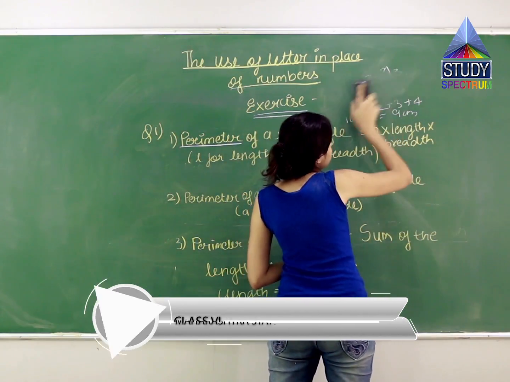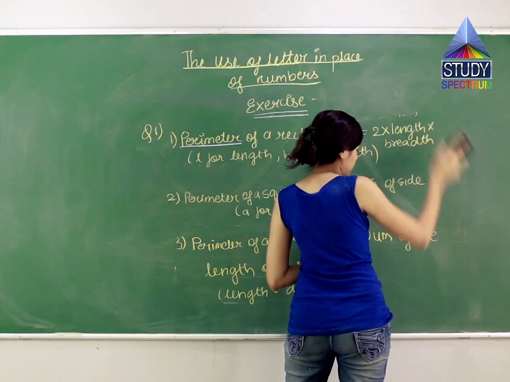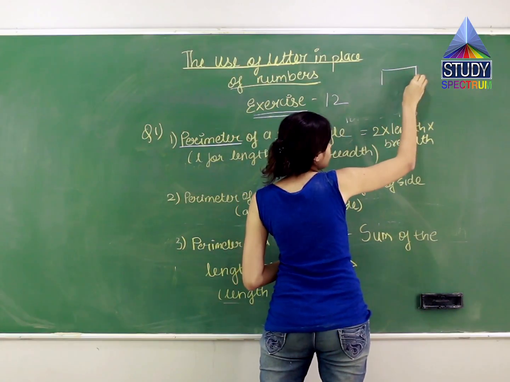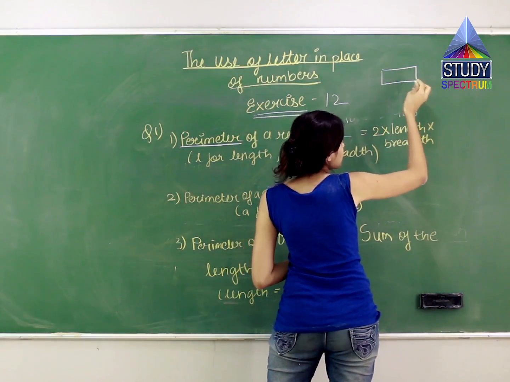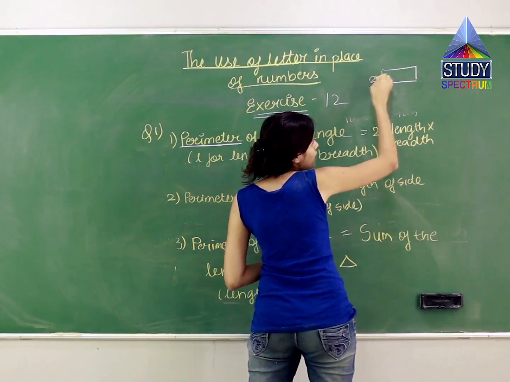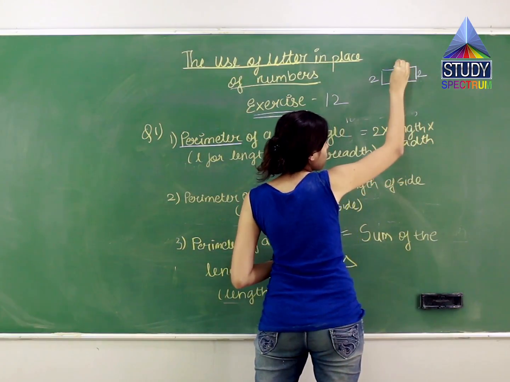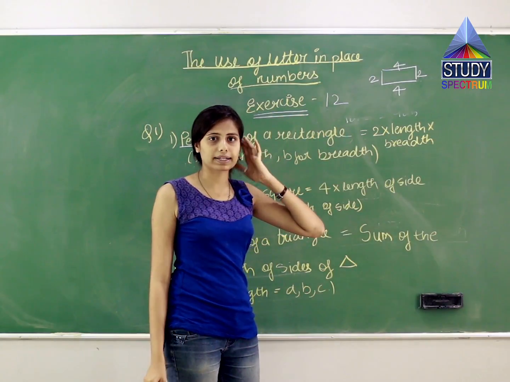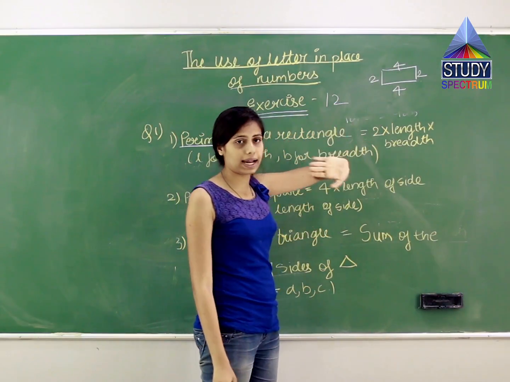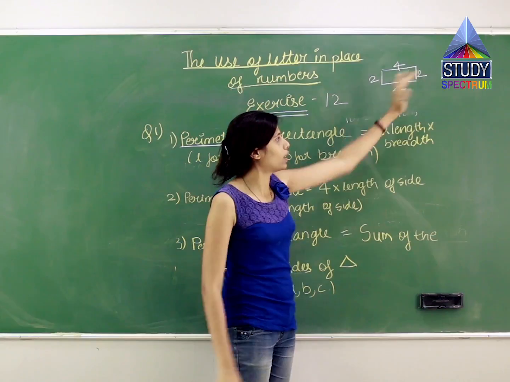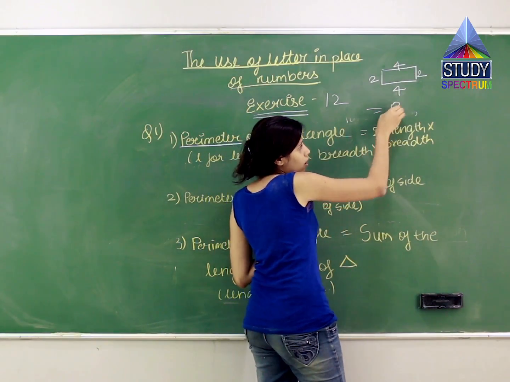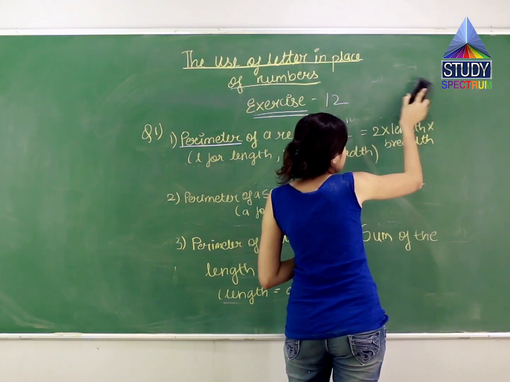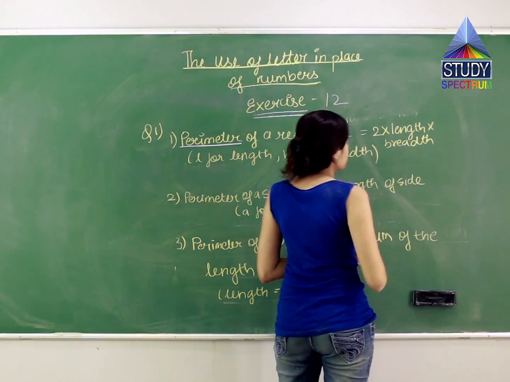For example, if I say a square or a rectangle, this is a rectangle, okay? This is 2 centimeter, this is 2 centimeter, this is 4 centimeter, this is 4 centimeter. So what is the perimeter of this rectangle? It is 4 plus 4, 8, 9, 10 and 11, 12. So the perimeter of this is what? 12.